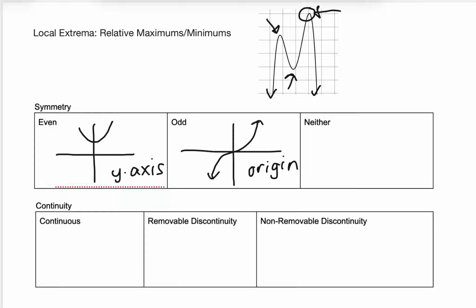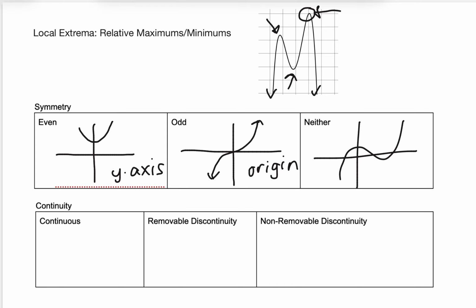A trick I like to talk about is if you can flip the graph upside down. So if you're looking at it on a graphing calculator or even just a sketch of something, if you flip that upside down, does it look the same as it did originally? That would mean that it's odd and it has symmetry about the origin. Neither could be something like this that doesn't have symmetry about the y-axis and it doesn't have symmetry about the origin.